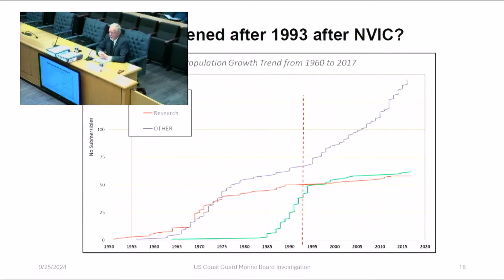Now you can see what happened in the industry. The red dotted line here shows 1993, the release of the NVIC. And you can see that the meteoric rise of the tourist submersible completely flattened out. The market was saturated, and you can see from 93 onwards, both the research submersibles and the tourist submersibles had quasi no growth. However, the other submersible category, which was considered zero, has a very steep rise in the number of vehicles. Next slide.